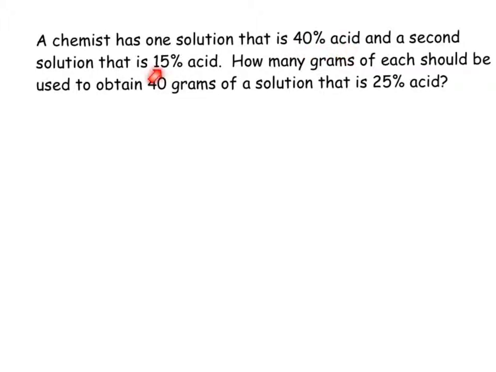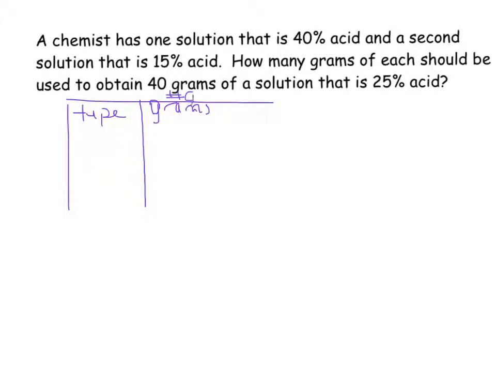This one is a little trickier because it's talking about percent of acid. So we're having solutions that have different acid amounts, and we're wanting to make a new solution. So I'm going to make my table. We are going to have the type of solution. We're going to have the weight in grams. So the number of grams. We're going to have the percent of acidity. And we're going to have our total.